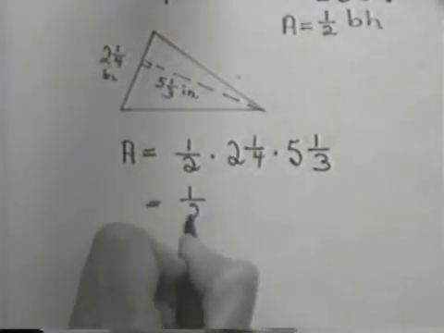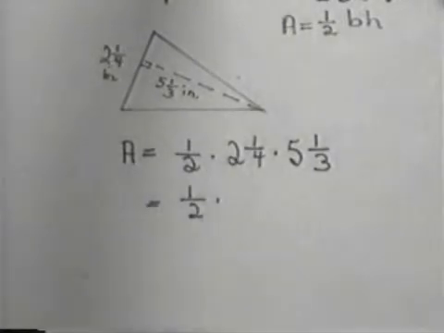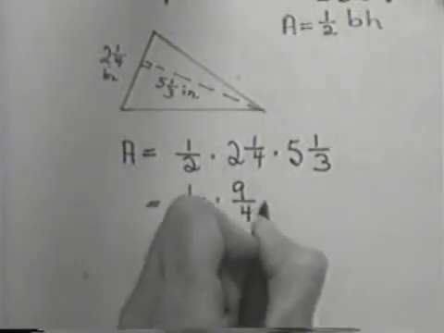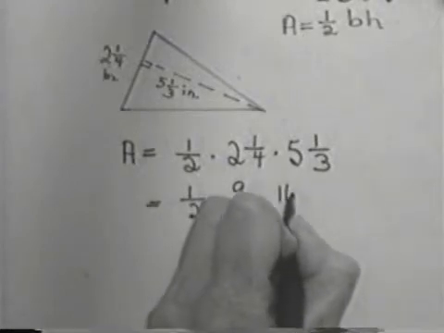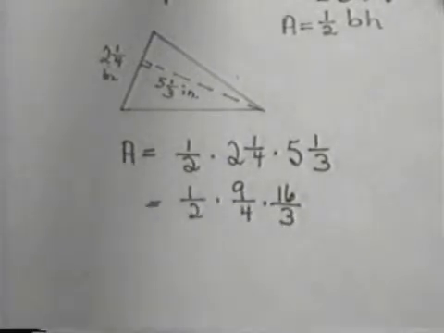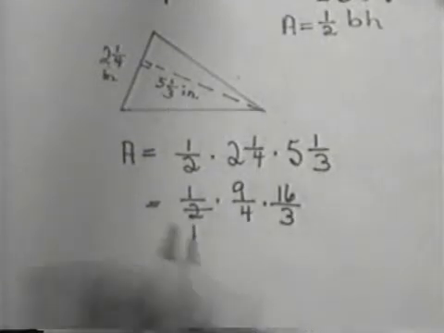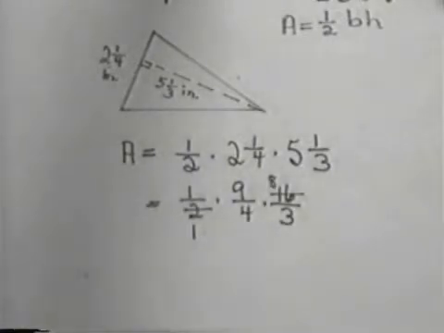We have 1/2 times 4 times 2 is 8, plus 1 would be 9/4, times 3 times 5 is 15, plus 1 would be 16/3. As soon as I make things improper, since I'm multiplying, I'm ready to reduce. So I can reduce with the 2 and the 16. 2 goes into 2 one time. 2 goes into 16 8 times.